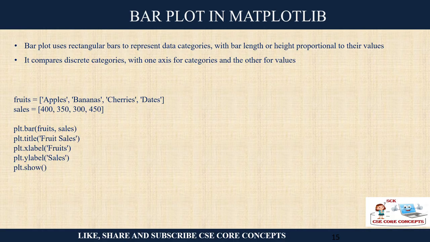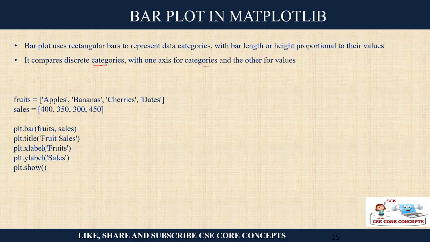It is very common. A bar plot is basically used when you have to represent the categories of the data with the bar length or height proportional to the values. The length of the bar will depend on how high the value is. So basically it is for discrete categories, in which one axis is for categories and the other axis is for the values.